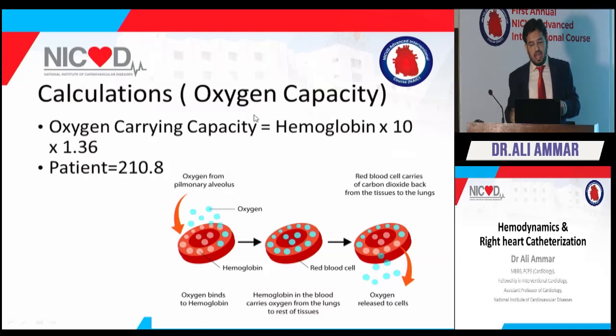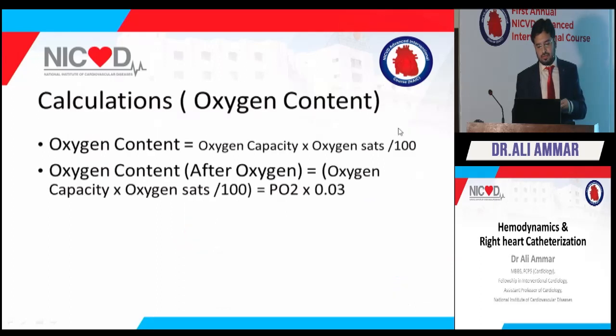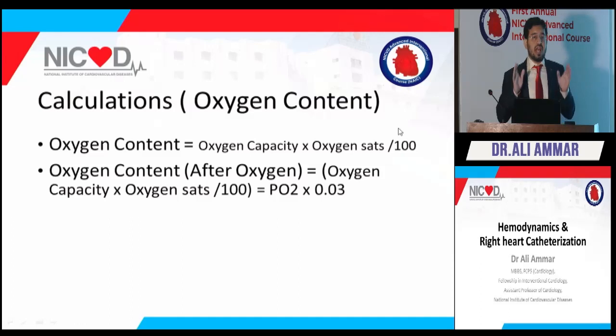So we have to have a formula. We should know the hemoglobin of the patient, and we multiply it by 10 and then by 1.36. 1.36 is the oxygen carrying capacity of 1 gram of hemoglobin. It is in milliliters, so to convert it into deciliters, we multiply it by 10. Another thing we have to calculate for every chamber is the oxygen content. Oxygen content equals the oxygen capacity multiplied by oxygen saturation. To convert oxygen saturation into a number, we divide it by 100.